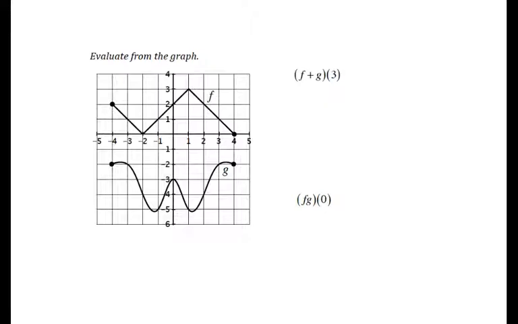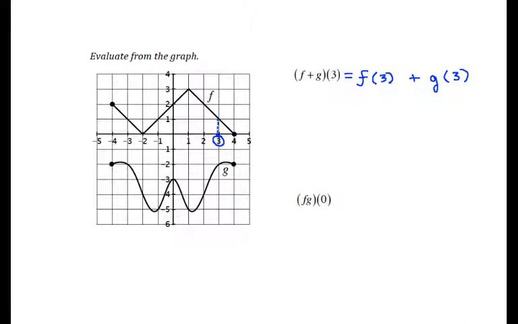Evaluating a sum or difference or product or quotient of functions from a graph is more similar to what we did with the numeric example with profit, revenue, and cost at the very beginning. We want to apply that same input value to both functions. So f plus g of 3 is the same thing as f of 3 plus g of 3. If I write it out this way first, then it's a very simple problem of just looking at the graphs and evaluating both functions for the input 3.